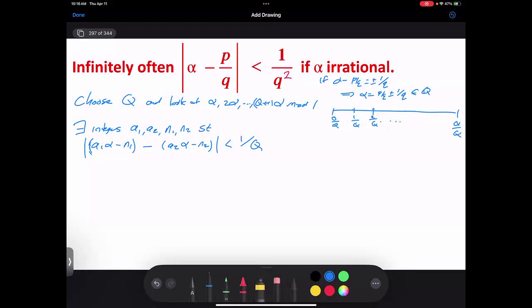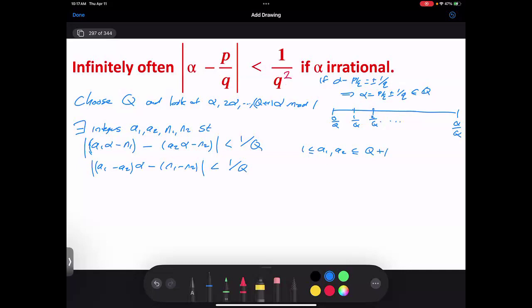It's strictly less than, because if it was actually equal to, you would then get that alpha had to be rational. All right, so this is the same as (a1 minus a2) alpha minus (n1 minus n2) is less than 1 over big Q. And here, 1 is less than or equal to a1, a2, less than or equal to q plus 1. I can divide through by a1 minus a2 because a1 minus a2 is not 0.